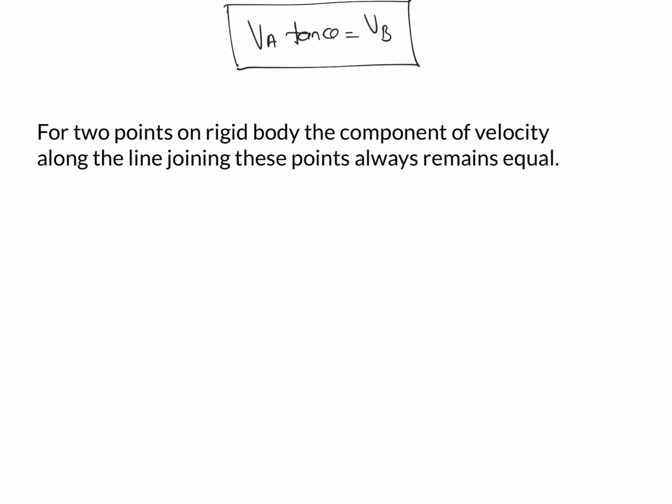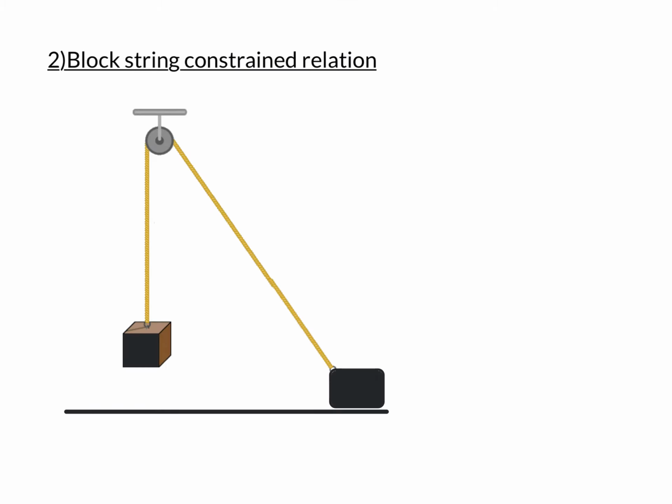So by using this method also, we can find out the constraint relation between velocity of point A and velocity of point B. Remember that for two points on a rigid body, the component of velocity along the line joining these points always remains equal. Now we'll discuss block string constraint relation.